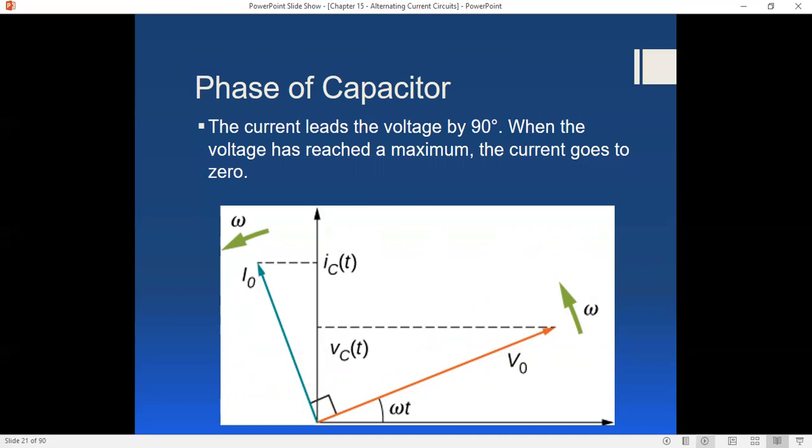And again, remember, in this phasor diagram, we're using the vertical direction as the current value for the voltage or current, the present. So what do we say for the capacitor? The capacitor, the current leads the voltage by 90 degrees when we look at this phasor diagram.